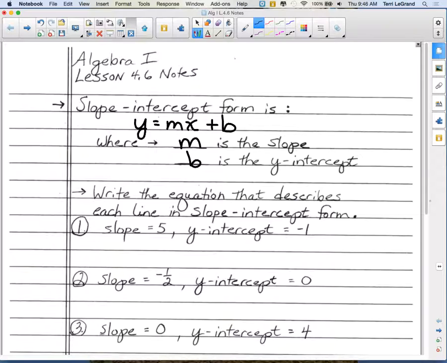Huh? Benton. Where the line intercepts the vertical axis. Yeah, where the line intercepts the vertical axis, also known as the y-axis. So that point where the line crosses the y-axis is considered the y-intercept.